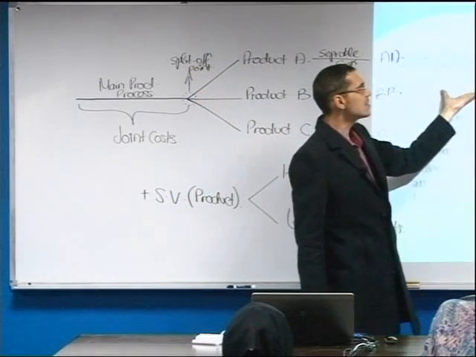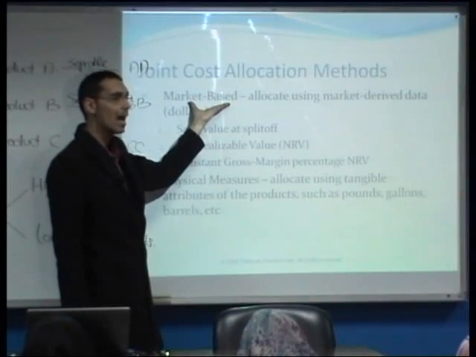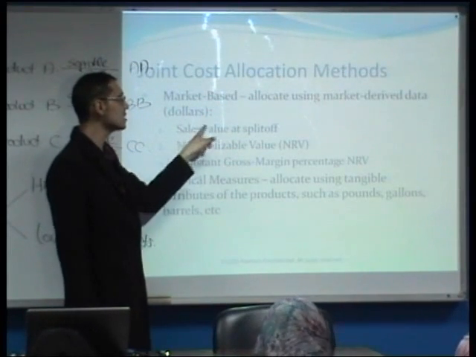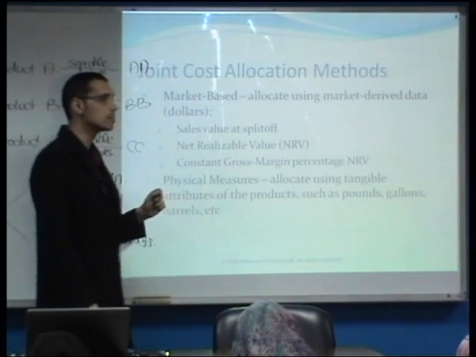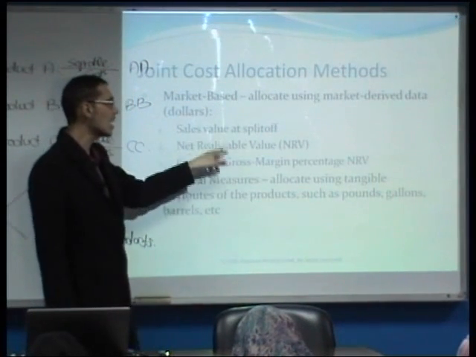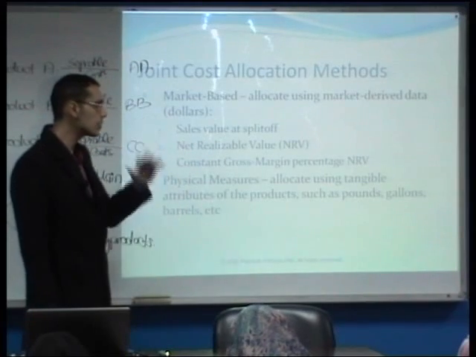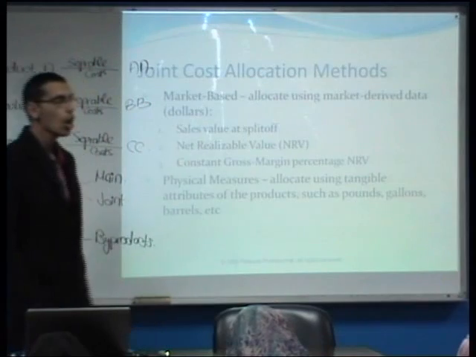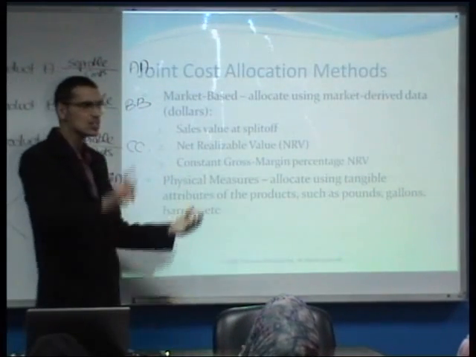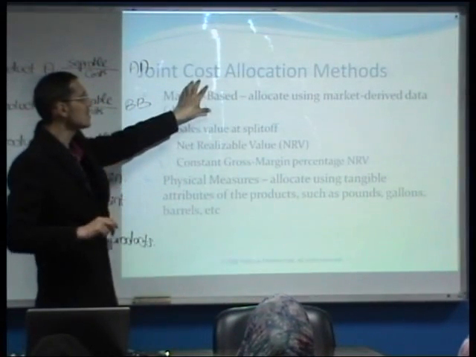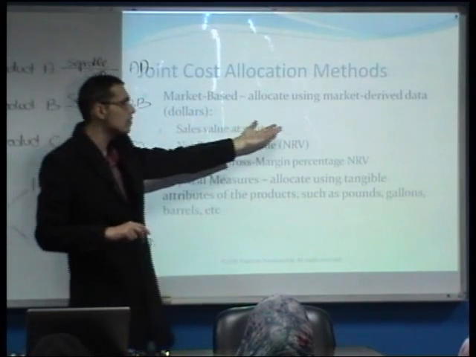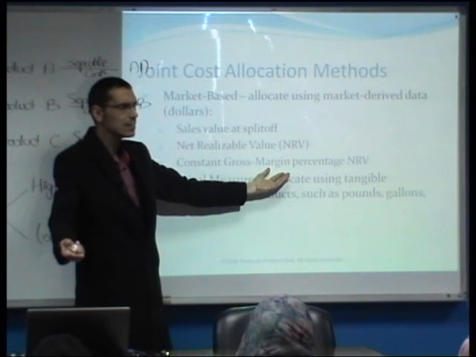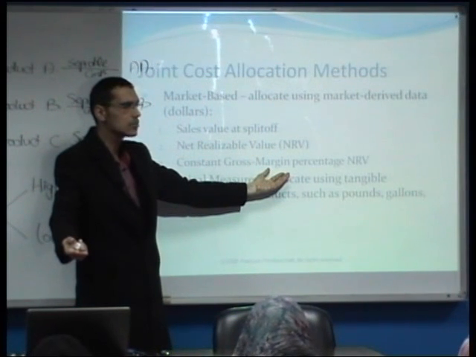The market-based group has more than one method. The first is the sales value at the split-off method. The second is the net realizable value method. And the third is the constant gross margin percentage method. On the other hand, the physical measure group is only one method. The market-based methods use amounts in dollars, as we are going to see and discuss later on.